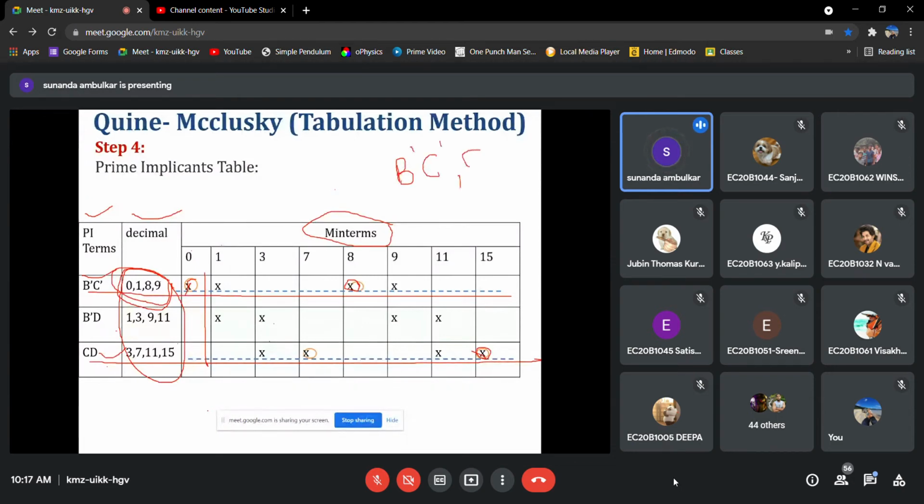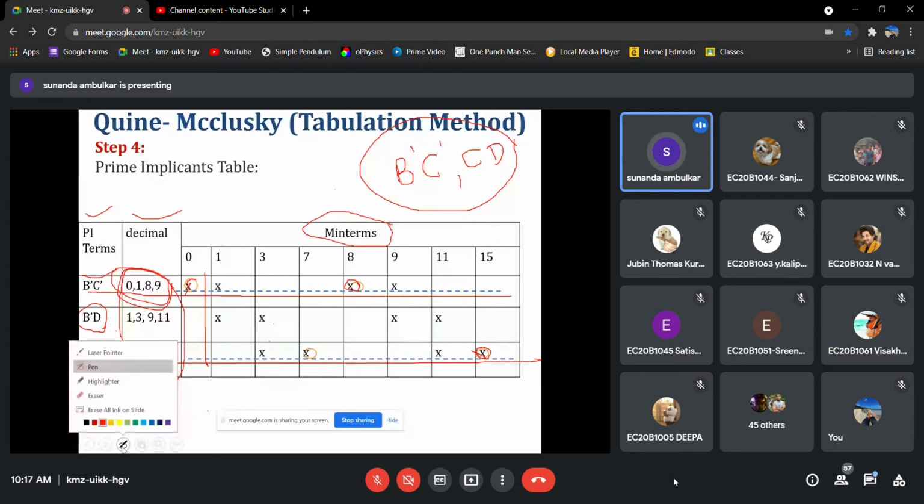Among these three prime implicants, we found two essential prime implicants. What about B dash D? How do we check? This is the first level. In this first level, we found that B dash C dash and CD are the essential prime implicants. Now we check whether we need to take B dash D in the final minimized expression or not.